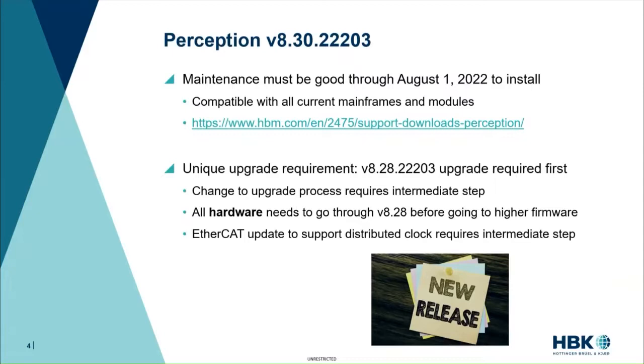Install 8.28 first, connect your mainframe, bring the firmware of the mainframe up to 8.28, and then install 8.30 and you can go on to 8.30. If you have a Perception PC that is only used for analysis purposes and is not connecting to hardware, you don't need to worry about that intermediate step. That intermediate step is really needed for hardware.